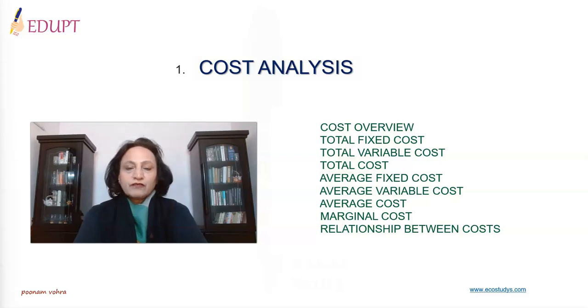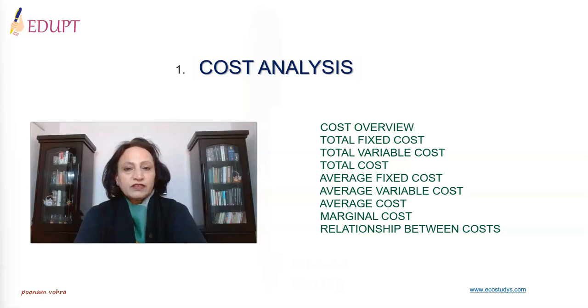Like this session would give an overview of the costs involved. Next session would discuss total fixed cost. Then chapter 3 is on total variable cost. Then total cost. Similarly, there would be a different session on average fixed cost. Next, average variable cost. Then average cost. And then marginal cost will be discussed. Finally, the last session would be on the relationship between various costs.